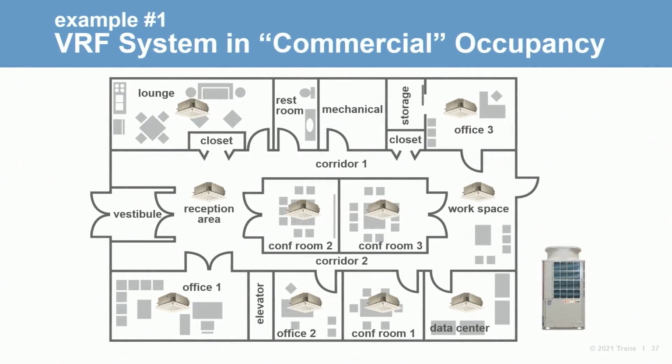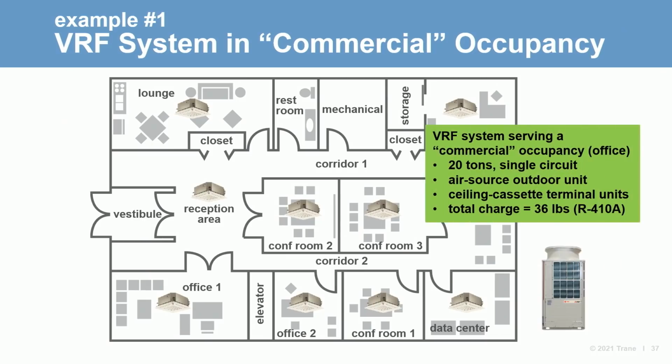In this first example, a VRF system serves the ground floor of a small office building. This occupancy consists of offices, conference rooms, and other spaces. The VRF system has a single 20-ton air source outdoor unit with ceiling cassettes for each zone. When we include the refrigerant piping, the total charge is 36 pounds of R410A refrigerant. It is important to note that R410A is an A1 refrigerant. As John mentioned, there are different requirements for an A2L refrigerant that I will discuss in a moment.